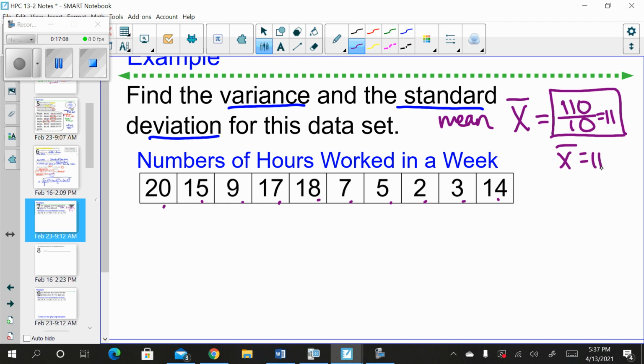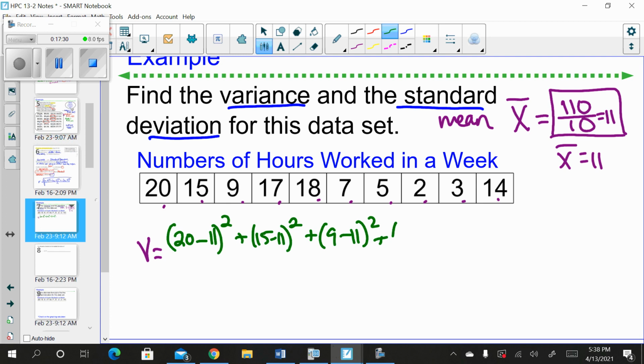All right, so how do we calculate? We'll start with the variance, so I'll do V first. We're going to take each of our data values and see how far they differ from the mean. So 20 minus 11, then I'm going to square that. 15 minus 11, then I'm going to square that. 9 minus 11, and then I'm going to square that. And we're going to do each one of these.